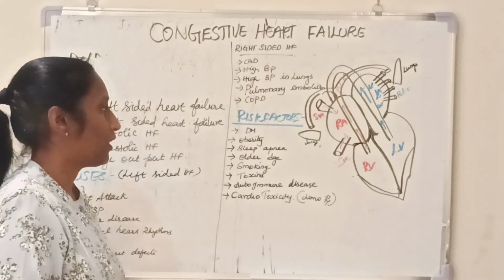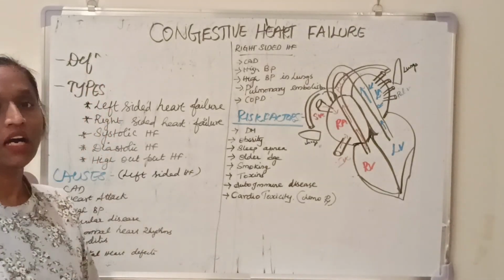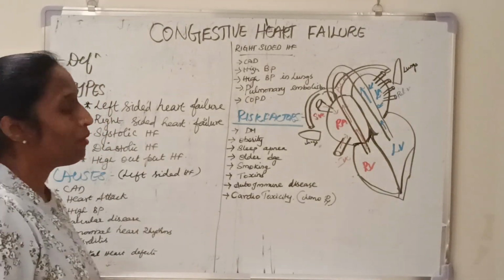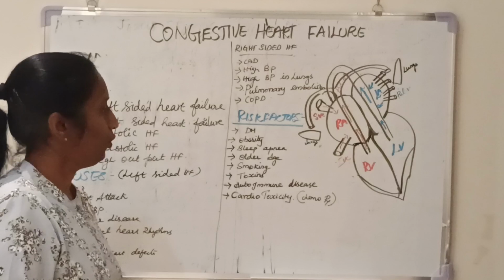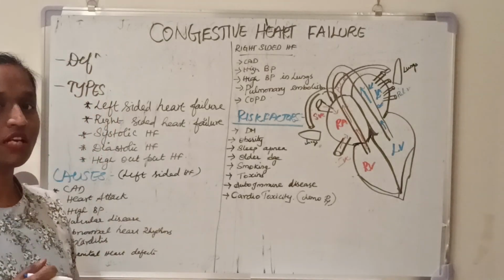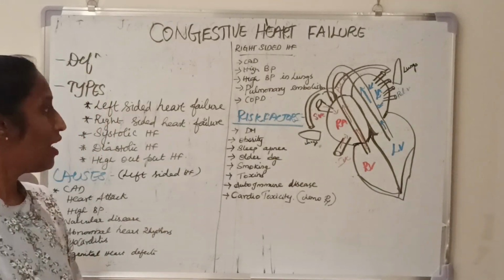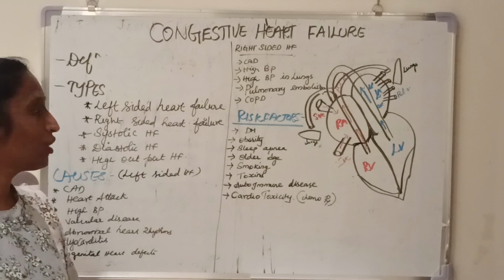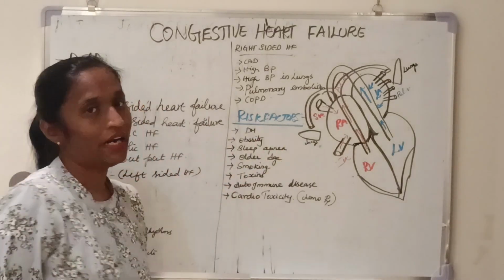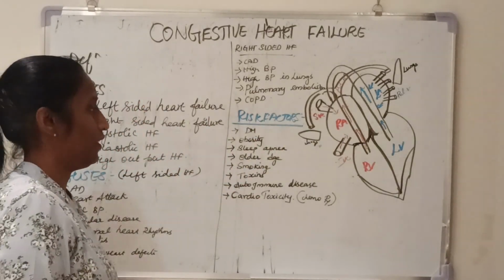The next is the risk factors. When you come to the risk factors, DM. So DM is a metabolic disorder. Due to DM, there are chances of calcification and deposition, so that it leads to heart disease.